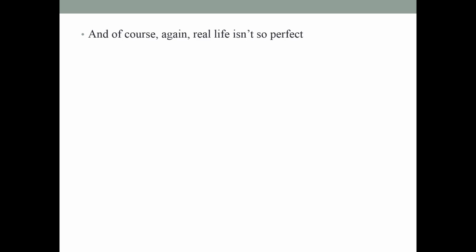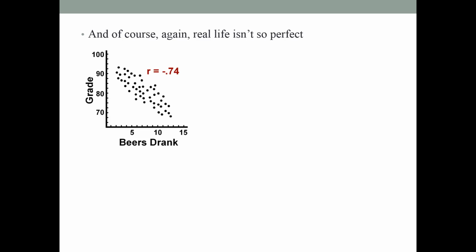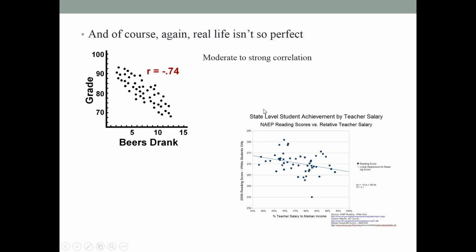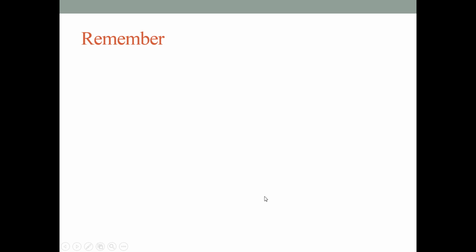So of course, again, real life is not so perfect. For the amount of beers you drink and your grades, well, there's a negative correlation, quite a strong one. Yeah, but it's not perfect. It seems there is a correlation between students' achievement and teacher salary, but the relationship probably is not as strong as we believe. It's kind of a weak correlation, around 0.3. Okay. I think this is real data. I just got it from the internet to show you the example.